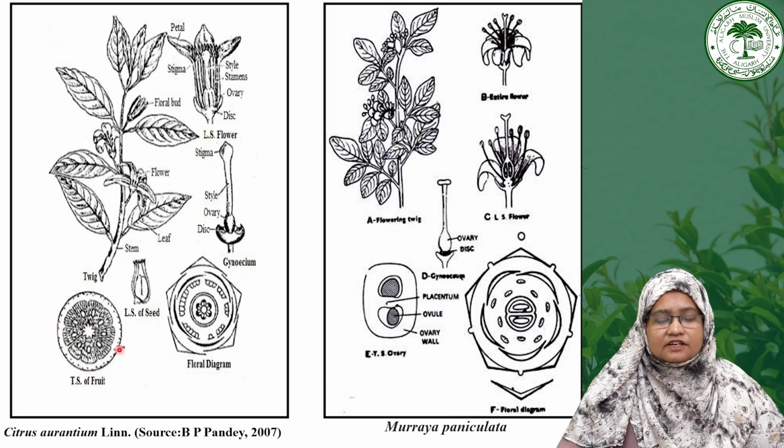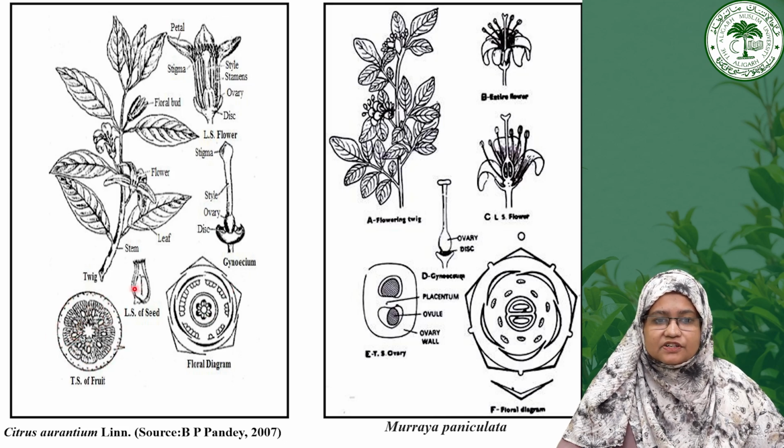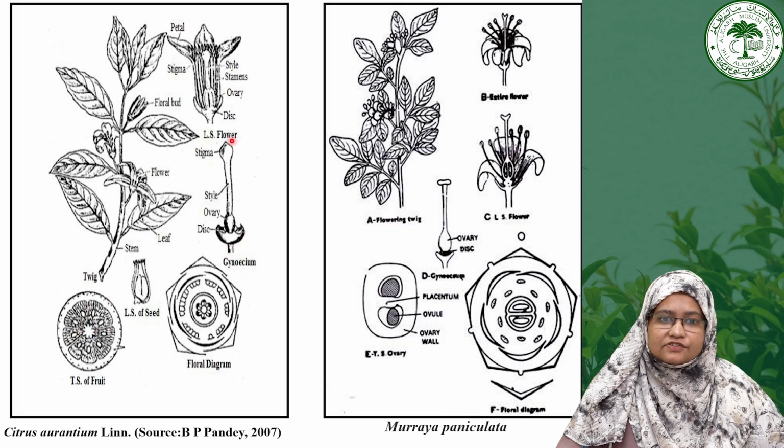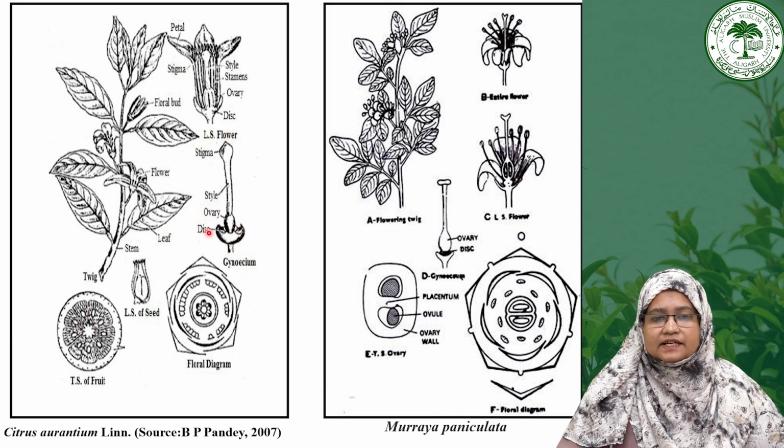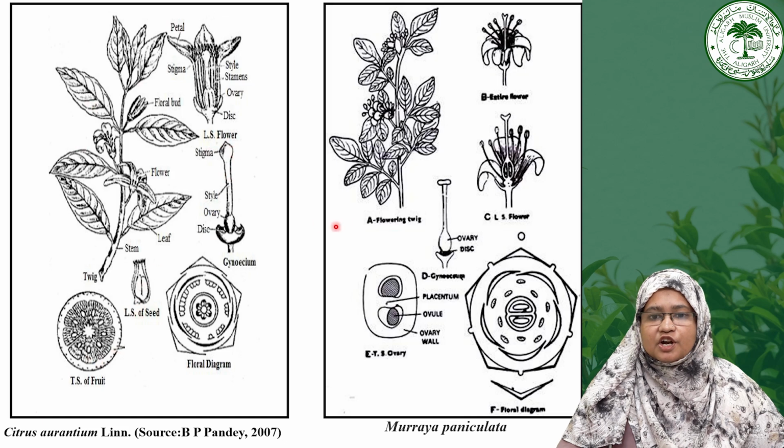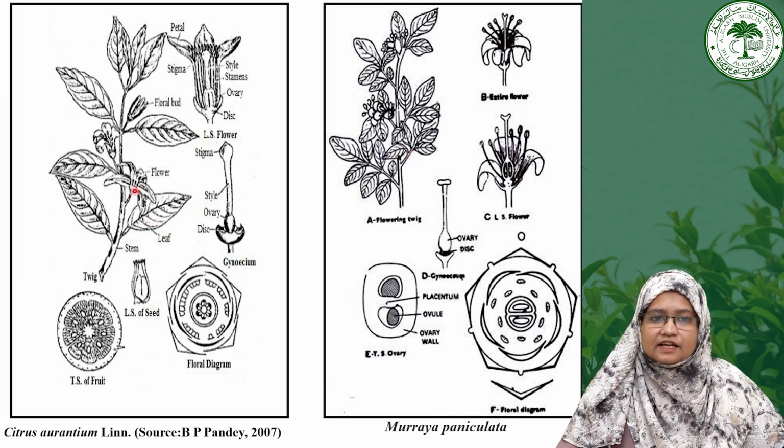and this is the TS of the ovary, from which we can see the presence of axile placentation. Then if you see the carpels, they are present on a disc-like structure. That's why the capitate stigma is sticky in nature. In comparison to citrus species, Murraya has compound leaves, while citrus has simple leaves. So both types of leaves, simple as well as compound, are present in this family.